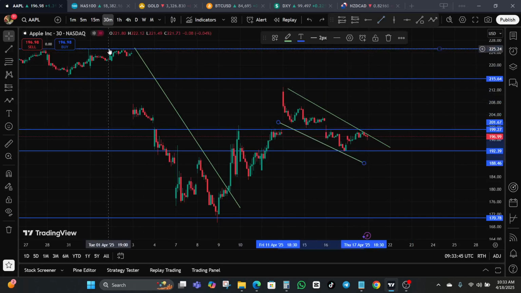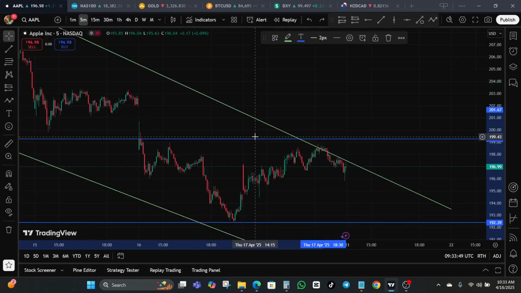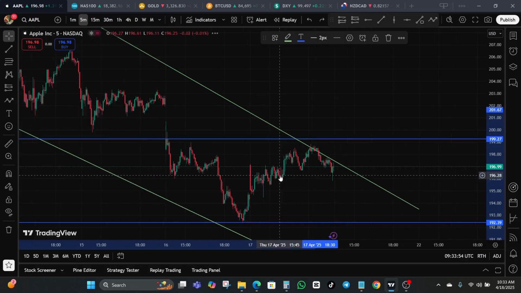So what we're going to do right now is go back to the 5 minute time frame and look for opportunities. All right, now we are in the 5 minute time frame, and you can see that there was a rejection around here.